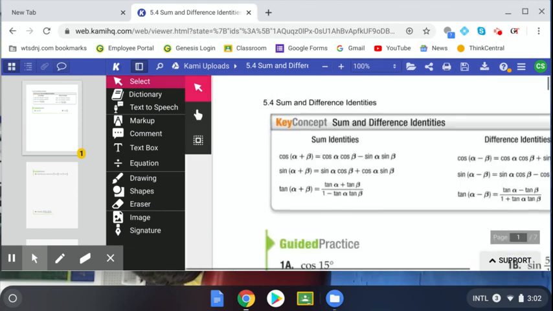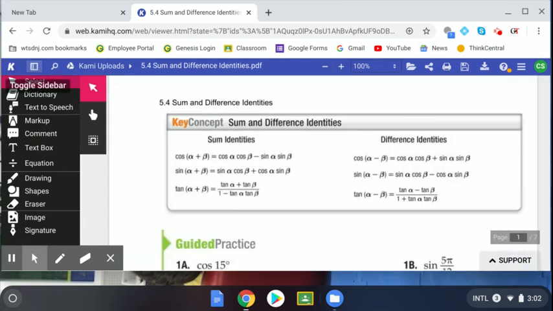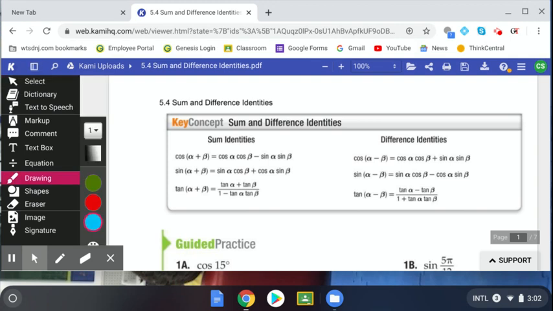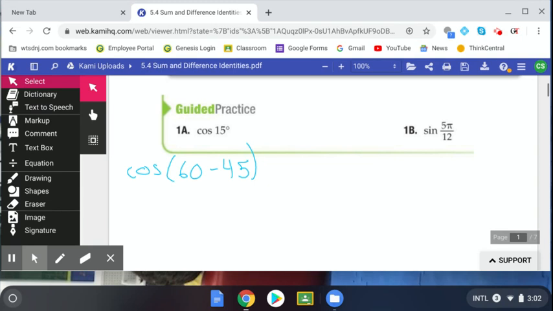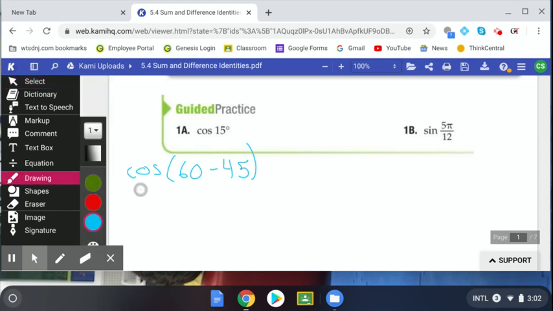So as you can see here, the cosine of a difference is over here. It says cosine of the difference is going to be cosine of the first, cosine of the second, plus sine of the first, sine of the second. So I just need to apply that. So that would be equal to cosine of the first, cosine of the second. So it's cosine 60, cosine 45, plus sine of the first, sine of the second.